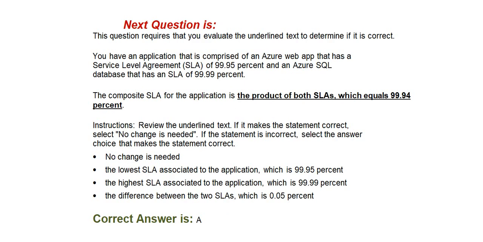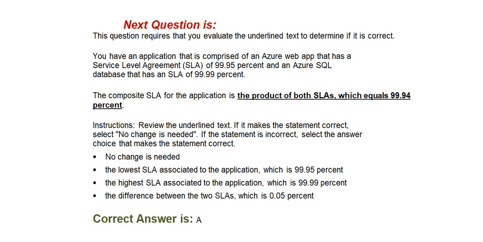Next question is, this question requires that you evaluate the underlined text to determine if it is correct. You have an application that is comprised of an Azure Web app that has a service level agreement SLA of 99.95% and an Azure SQL database that has an SLA of 99.99%. The composite SLA of the application is the product of both SLAs, which equals 99.94%.